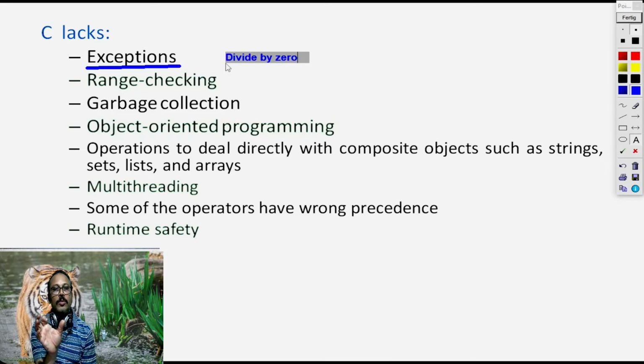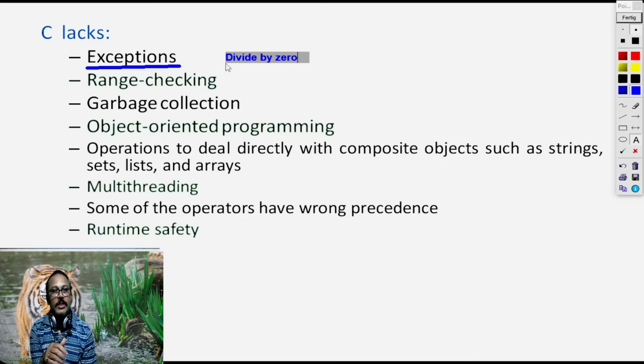And then range checking is not there. That means you want to make use of a few memory locations, and within that you have to store the values. Now if you go beyond that, the programming language is supposed to check, but C doesn't have that feature. If you continue to use other memory, or memory reserved for other programs, C will not complain. So it may result in a system crash also.